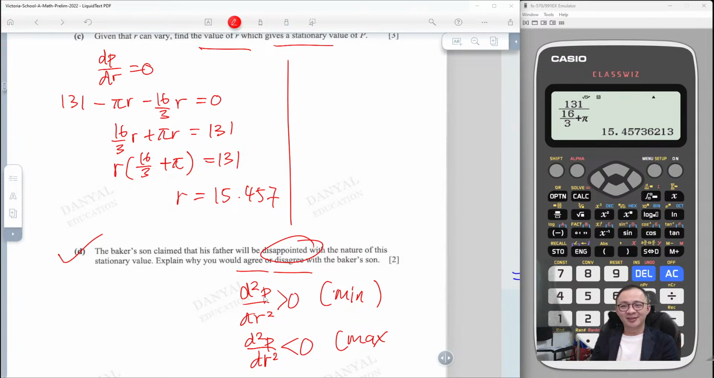It's 131. There's 131, not modulus 3. Yeah, it's 131, yes.